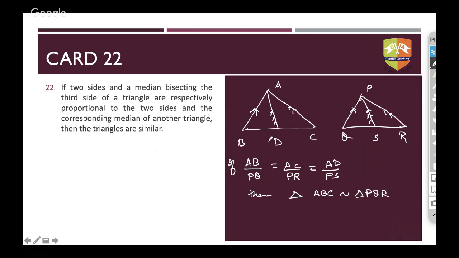Now again, how would you prove it? If two sides and a median bisecting the third side of a triangle are respectively proportional to the two sides and the corresponding median of another triangle, then the triangles are similar. So what has to be proven? Either the corresponding angles are the same, or the third side, BC by QR, is also equal. Somehow if you prove this, then you're done. So let's see what can be done now.